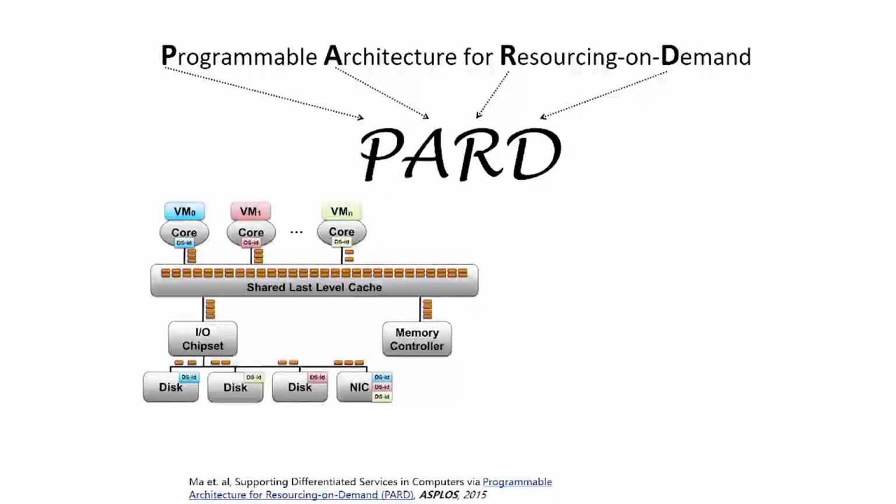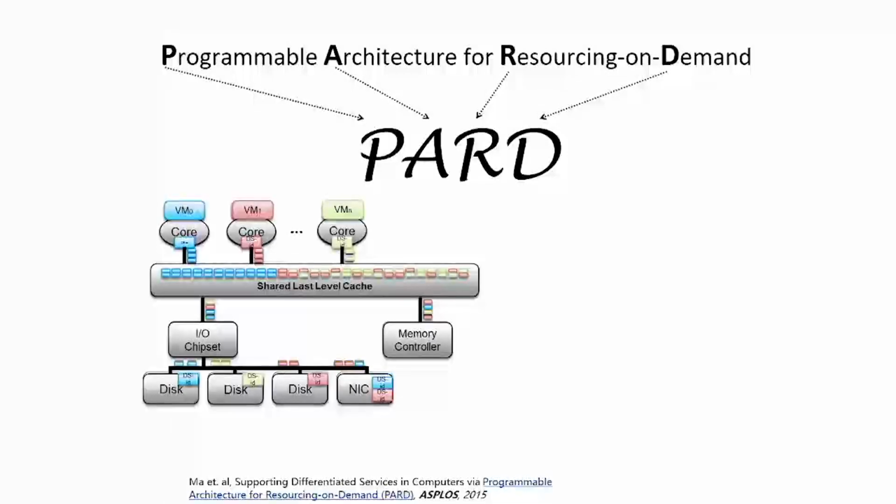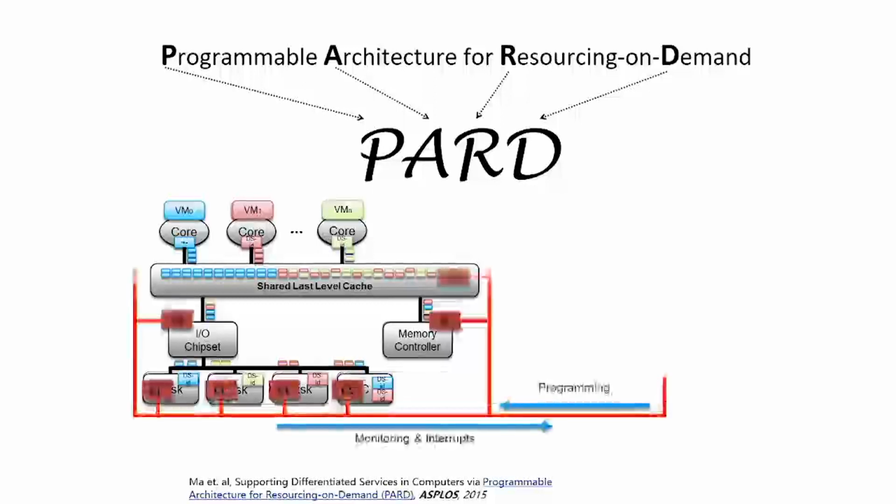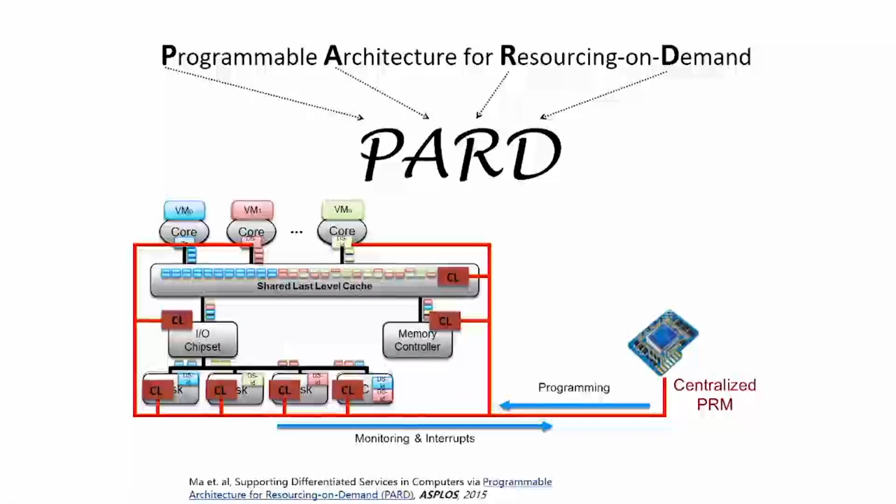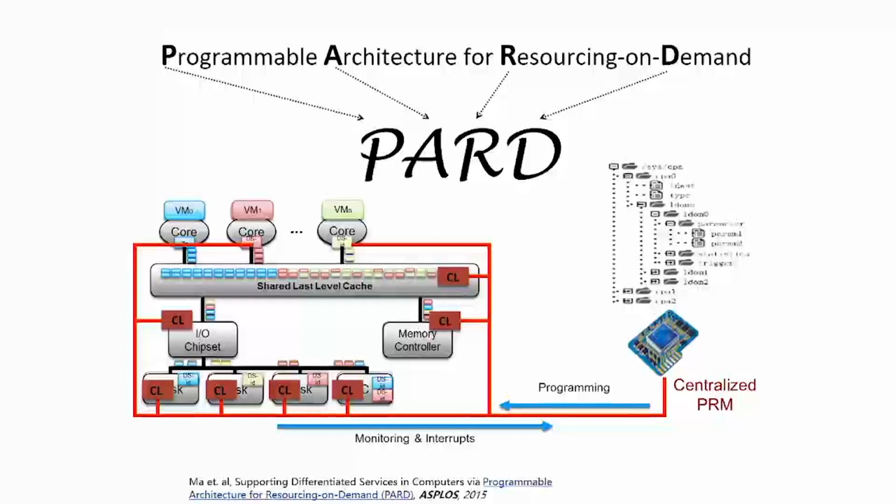So first we add labels. We add a label in the machine, and then we add control logic in some components, and all control logics are connected to form a control plane. And then there is a centralized platform resource manager to abstract all control logic as files, so that we can use file operations to program the control logics.